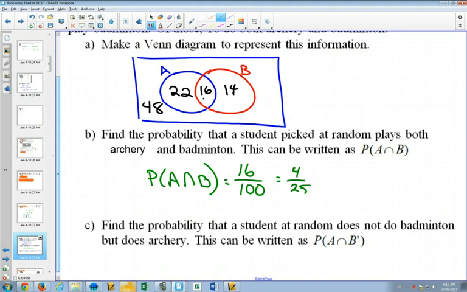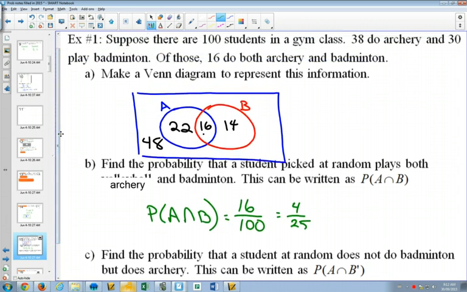Now you want to pick someone at random. Now this first question, did we need the Venn diagram based on the information we're given to begin with? We were told there were 16 people that did both. We don't really need a Venn diagram to figure out that probability. But now if you wanted to find the probability of doing archery and not badminton, what is that? Well, we're looking for the intersection of archery and not badminton.